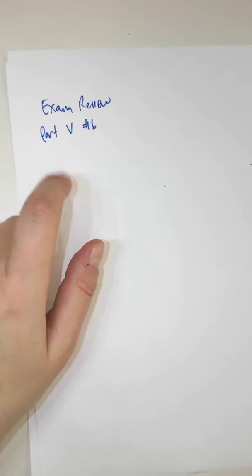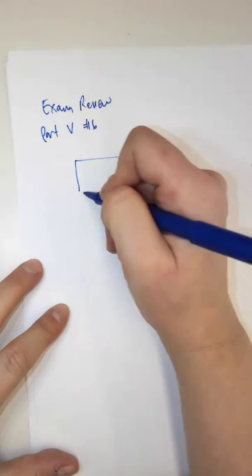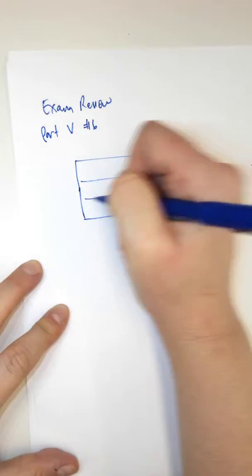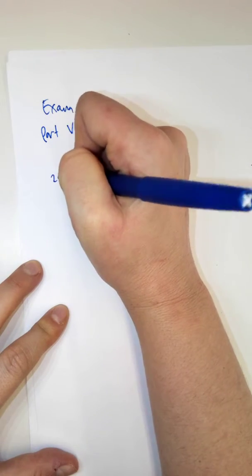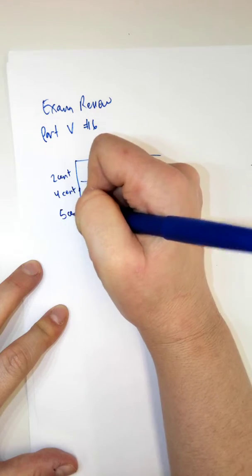Review, part 5, number 6. Mildred bought some 2-cent stamps, some 4-cent stamps, and some 5-cent stamps. So I'm going to start my chart. I know that she had bought some 2-cent stamps, some 4-cent stamps, and some 5-cent stamps.